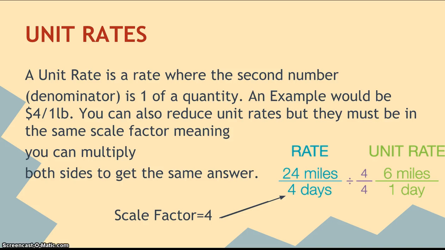A unit rate is a rate where the second number, the denominator, is 1 of a quantity. An example would be 4 to 1 pound. You can also reduce unit rates by a scale factor, meaning you can divide both sides to get the same answer. For example, in the example below, the scale factor of this unit rate would be 4. Because if you do 4 days divided by 4, you get 1 day. And if you do 24 divided by 4, you get 6 miles. So they are equal proportions.